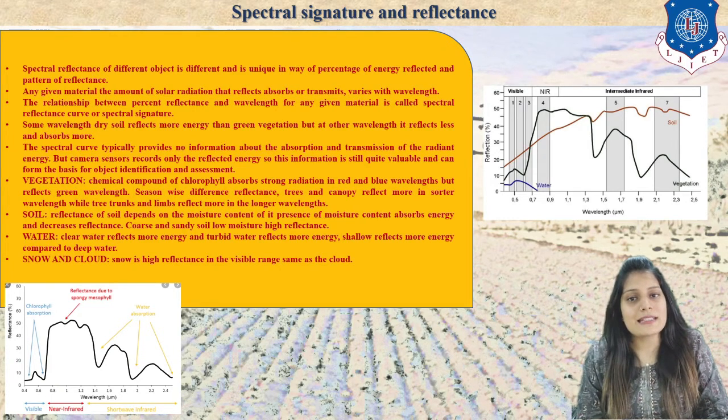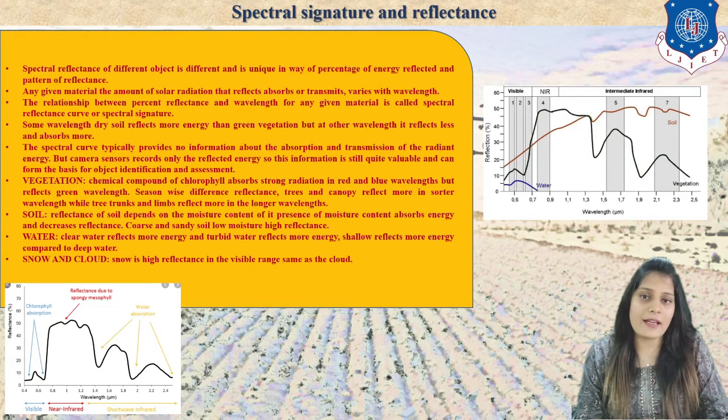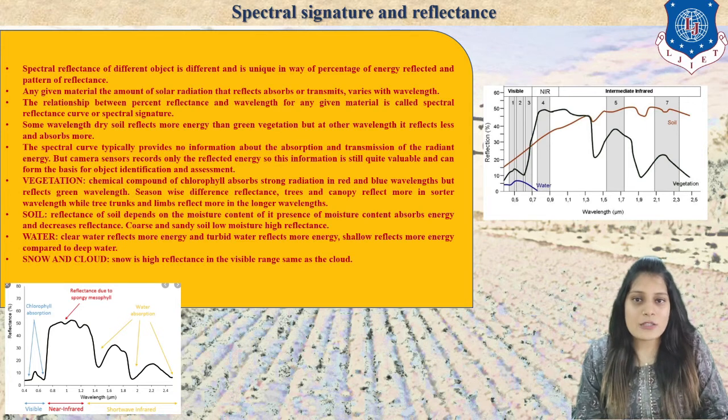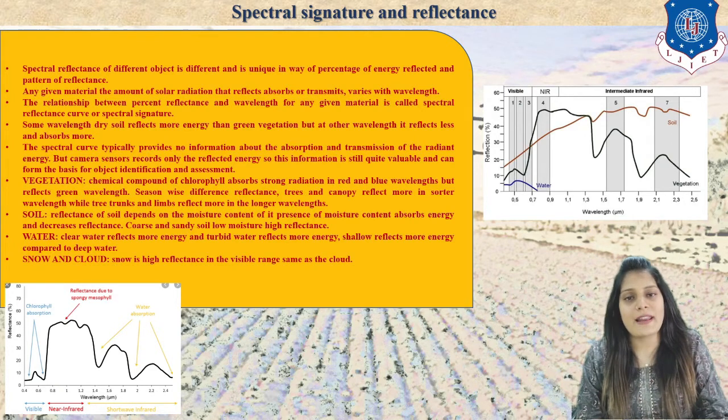And lastly, we can see about snow and cloud. In the visible range, both have high reflectance, right? So when the range changes, there will be some change, but it depends. In the visible range both will have high reflectance, and that is visible in the visible range only, right?